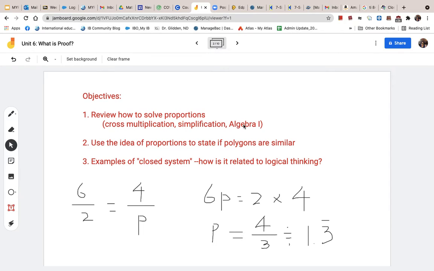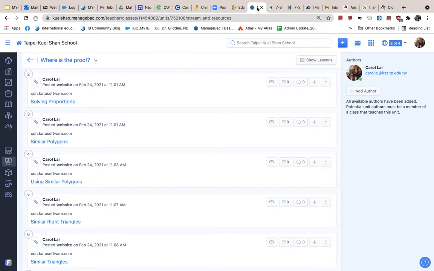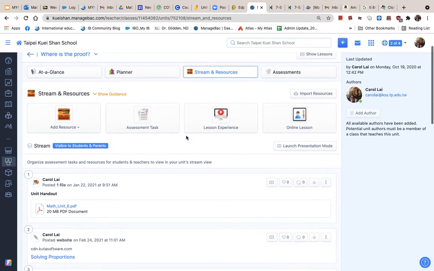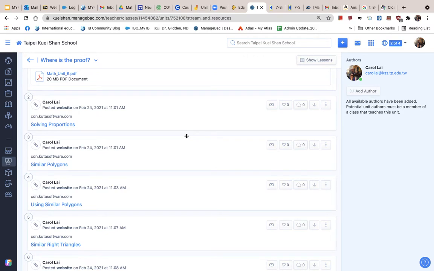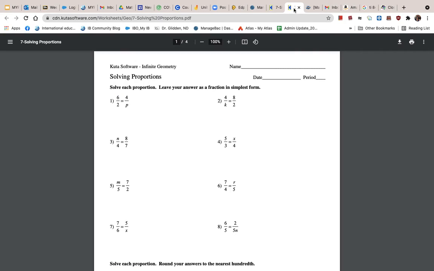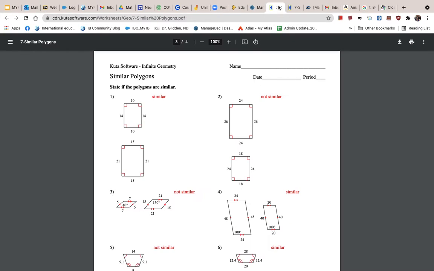Also just keep in mind that I am picking up what's left from lesson 3, and I'm looking at some examples from 2 worksheets from Manage Back. If you go back to Manage Back, you will find Unit 6, where you will find the 2 worksheets I'm speaking about today, solving proportions and similar polygons. When you click these 2, you will find the practice problems here.